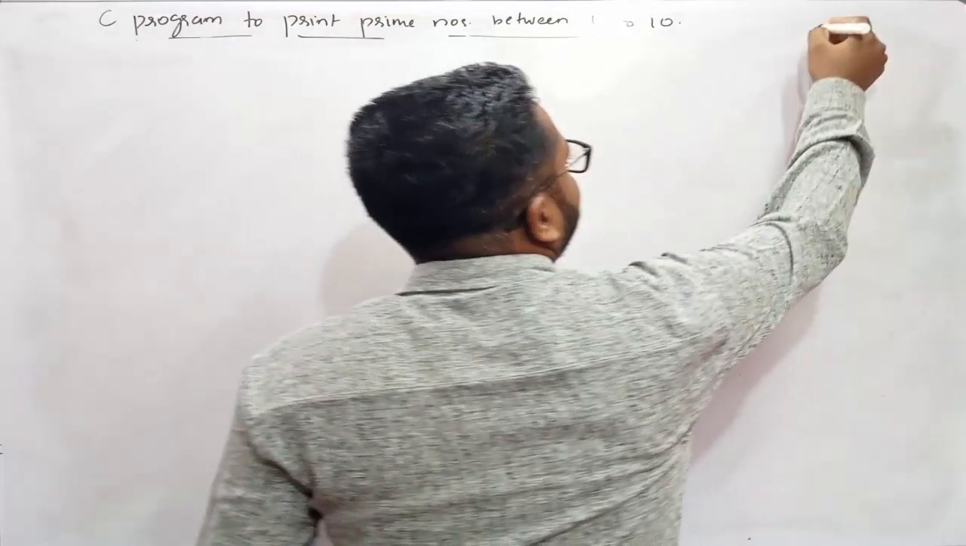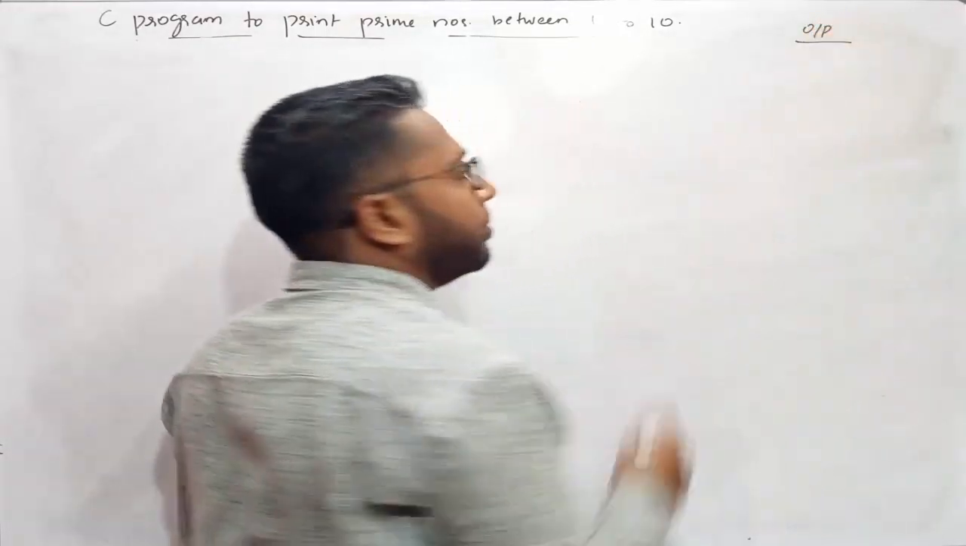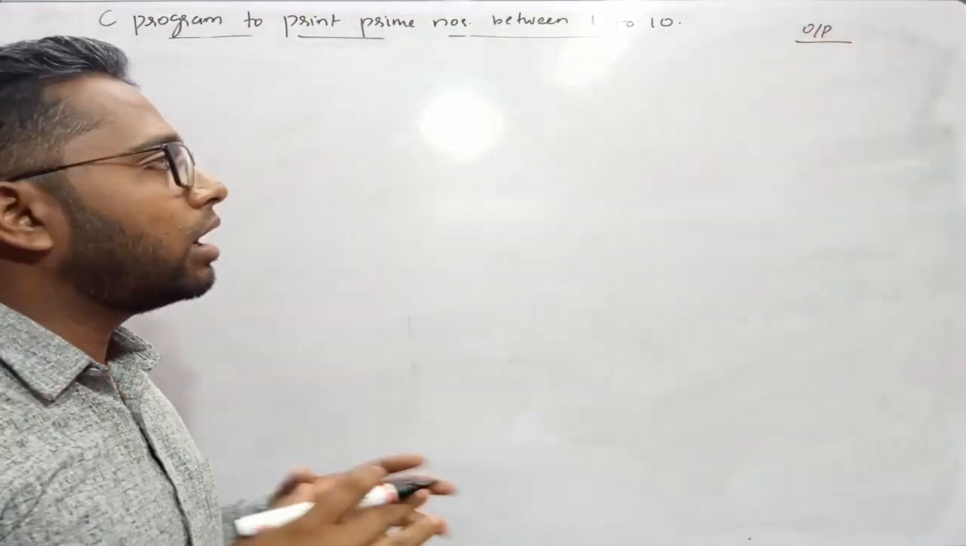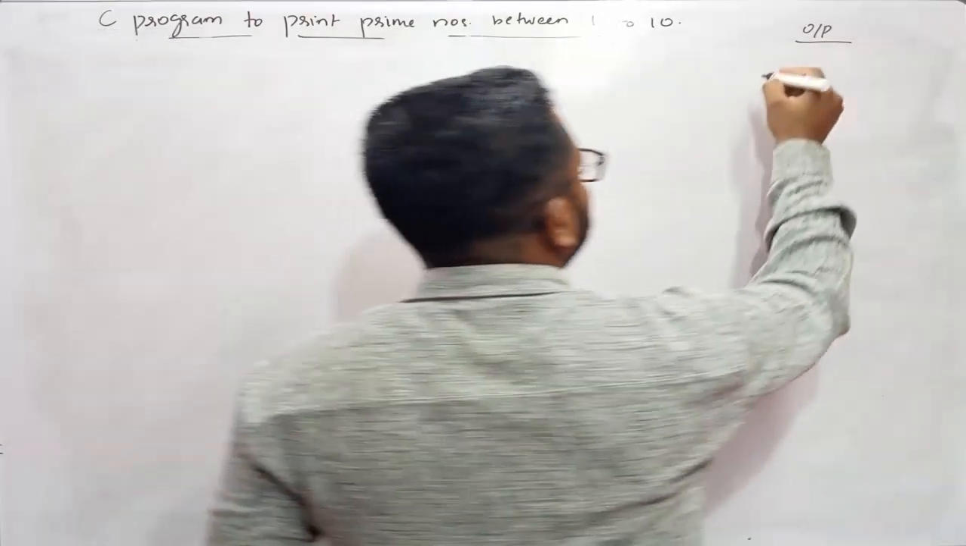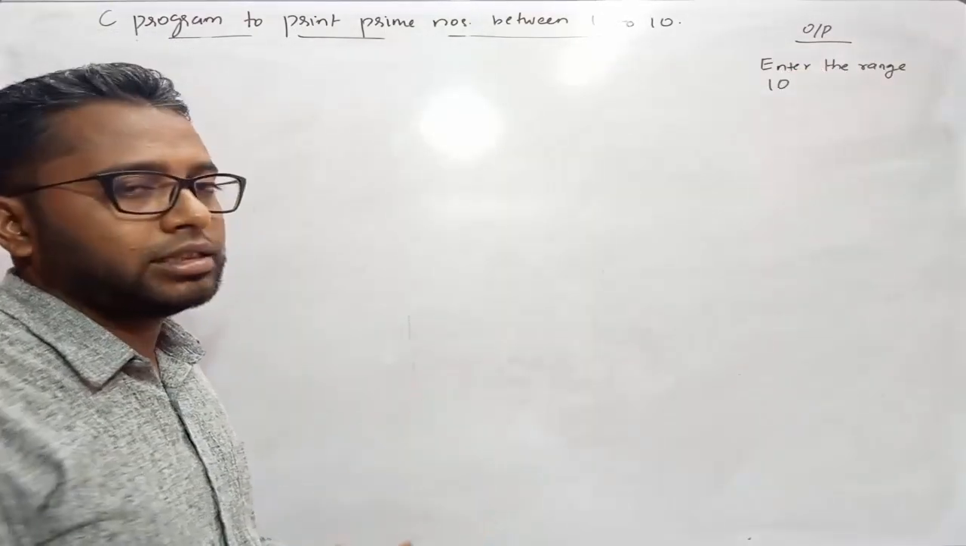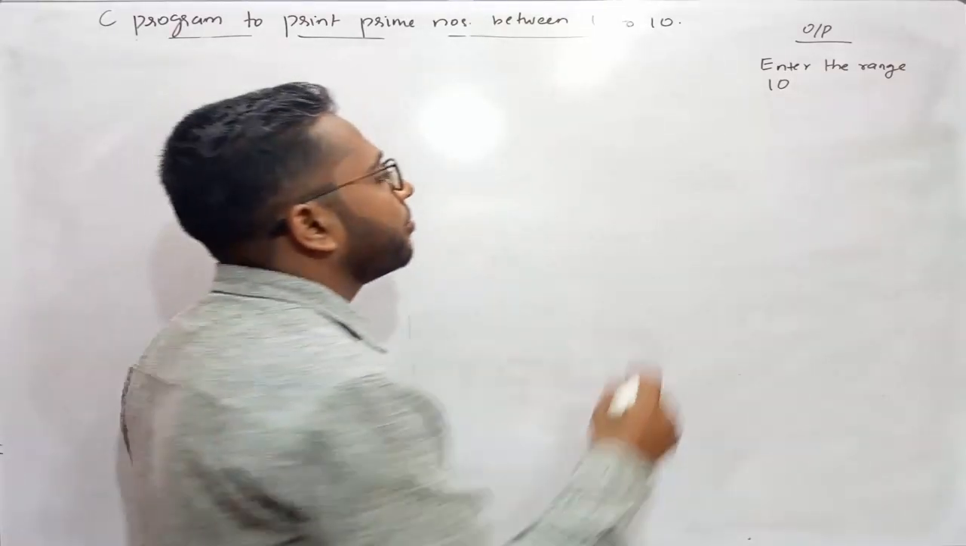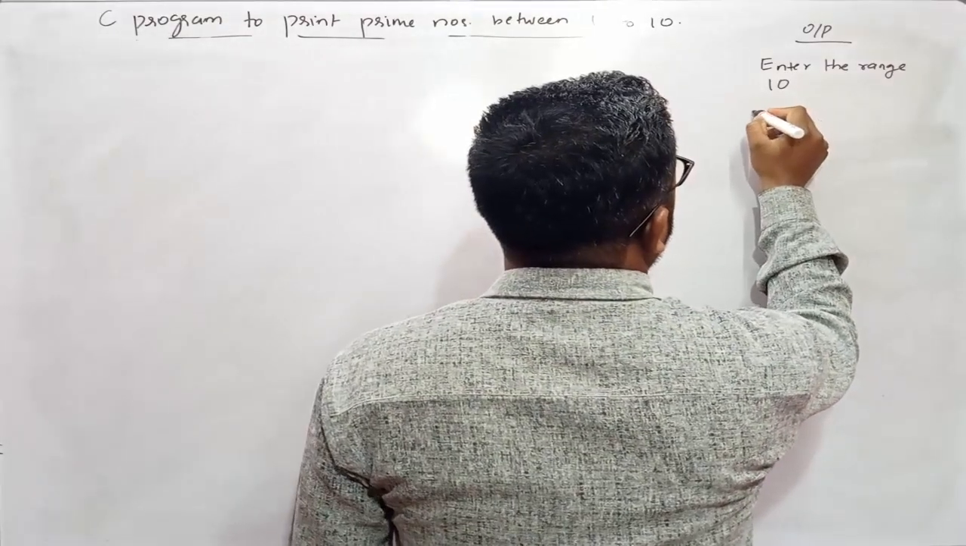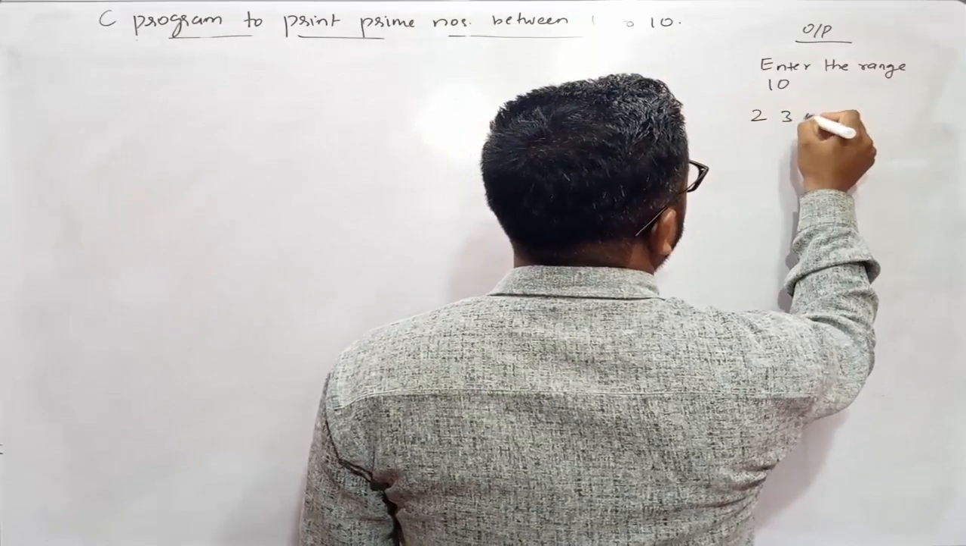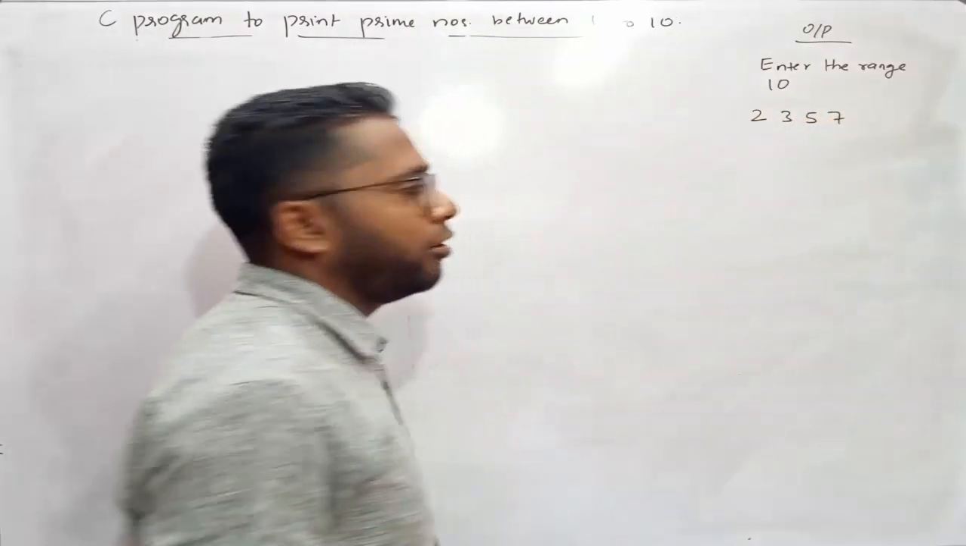Let me first write the output of this program. When this program gets executed, it will ask the user to enter the range. Let us suppose the user has entered 10. Then it should display the prime numbers within the range of 10, and those numbers are 2, 3, 5 and 7.